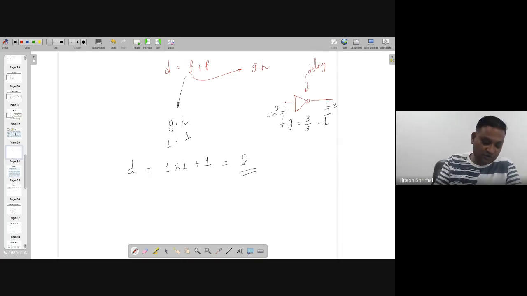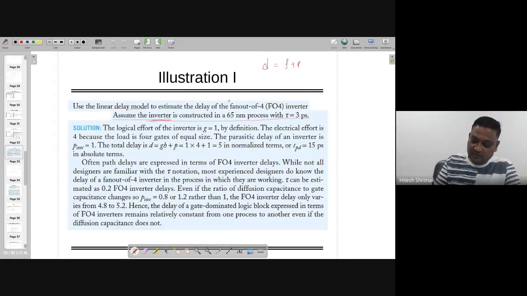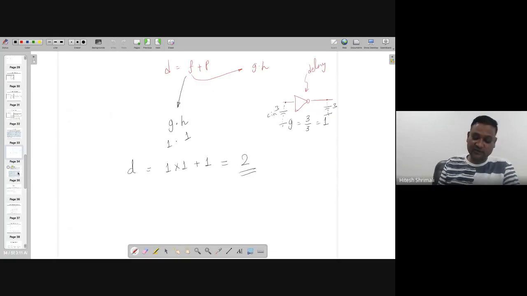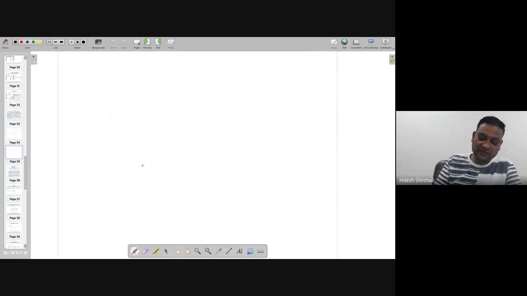But now the question is about a fan-out-of-4 inverter. The question is not only for one inverter. What does it mean? It means that if there is an inverter, at the output of the inverter, I'm going to keep 4 more inverters.